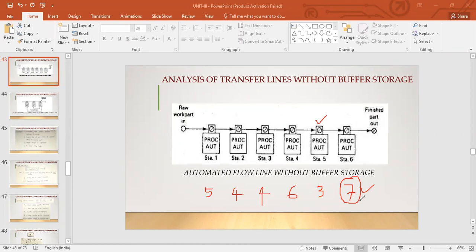Are you getting what I'm trying to say? Even though these stations have finished processing, the work part transport mechanism cannot function because station 6 requires 7 seconds. It has cycle time of 7 seconds. So you have to see the maximum time, or the slowest station basically, isn't it? Is that clear?